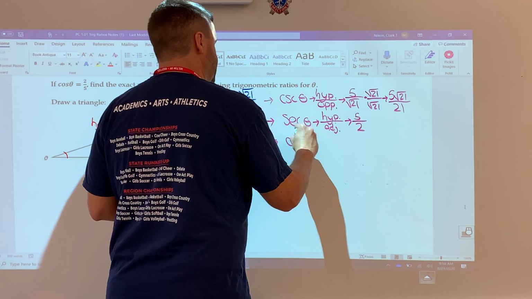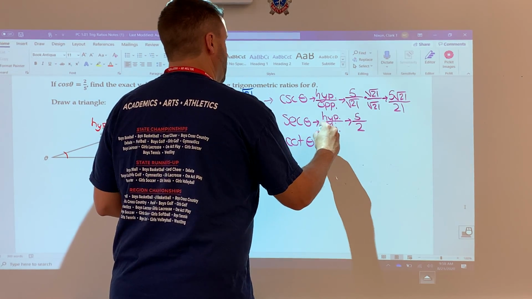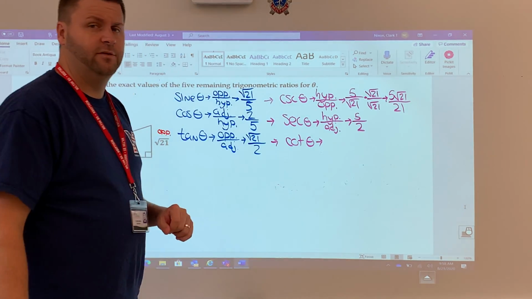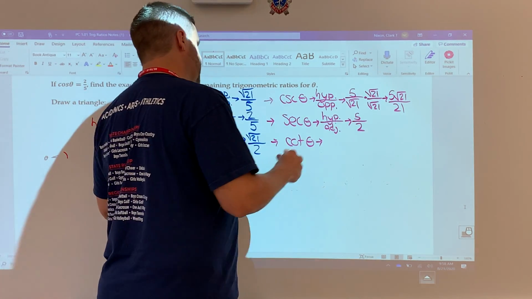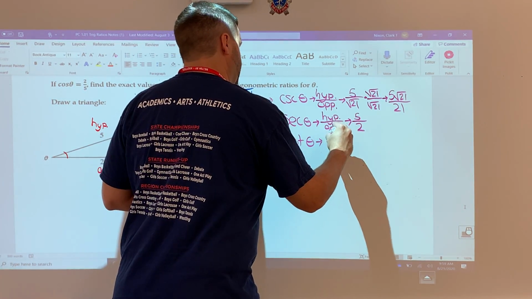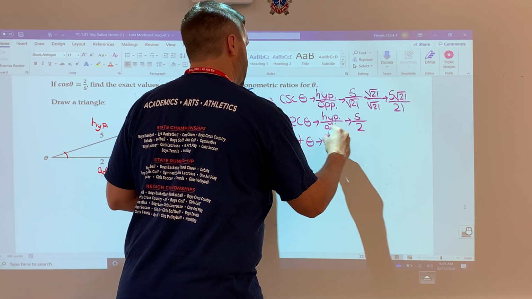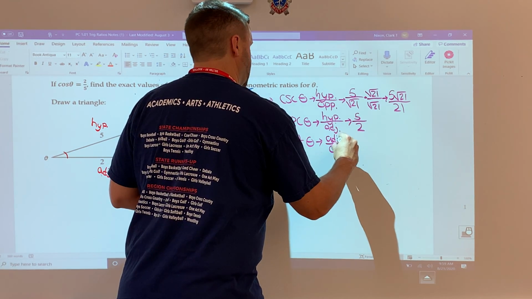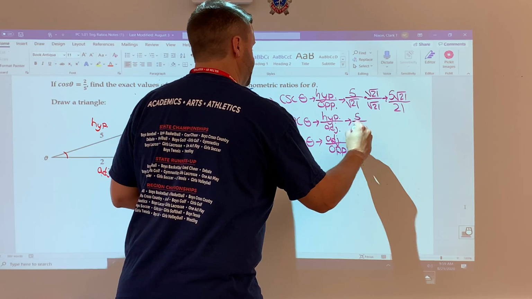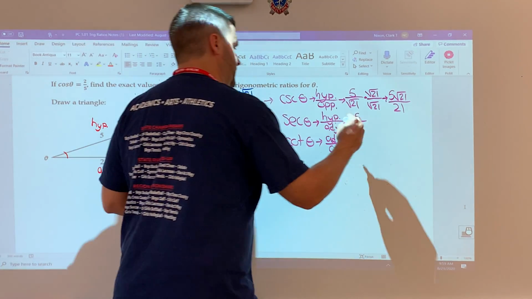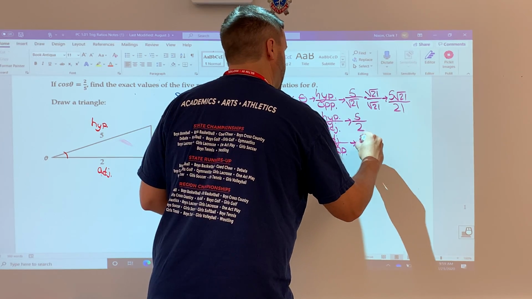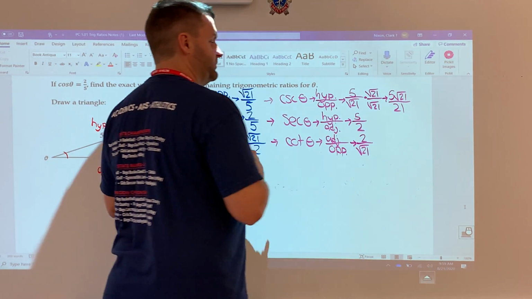All right, last but not least, cotangent of theta, which is the reciprocal of tangent. And so that means it's going to be adjacent over opposite. So all I'm going to do is flip tangent. And so I'm going to get 2 now over the square root of 21.